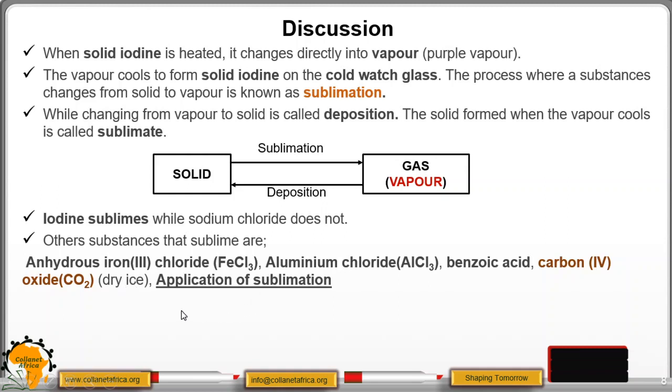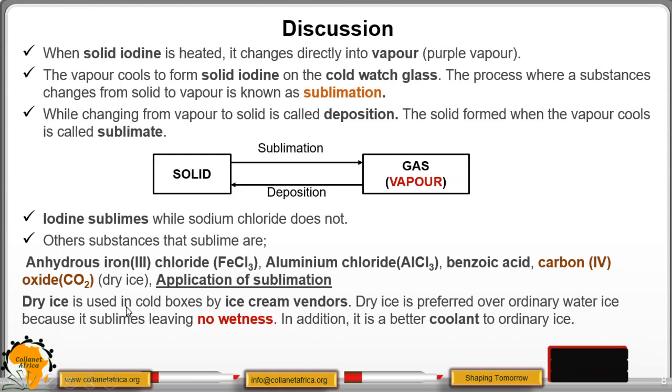Application of sublimation. Dry ice is used in cold boxes by ice cream vendors. Why? Dry ice is preferred over ordinary water ice because it sublimes, leaving no wetness. So with dry ice we don't have wetness, but ordinary water ice has a lot of wetness. In addition, it is a better coolant than ordinary ice, so dry ice, or what we call carbon dioxide, is the better coolant.